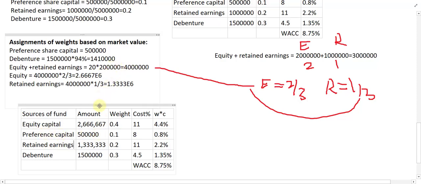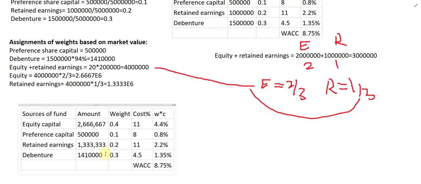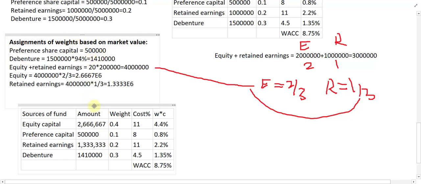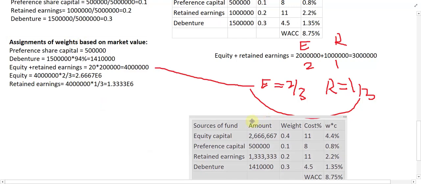One part is missing that we will calculate. The value of the debenture is this much itself, 14,10,000. One thing we missed is to find out the weights. The weights are still not calculated yet, so keep it aside here. First of all, we have to assign the weight. So far we have found the value of this one itself, not the weight.